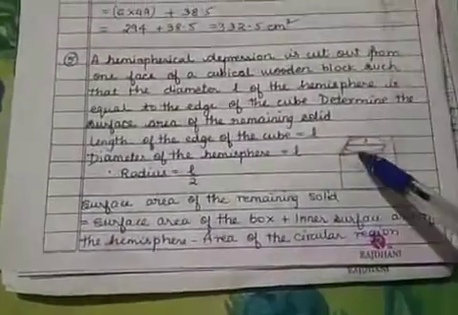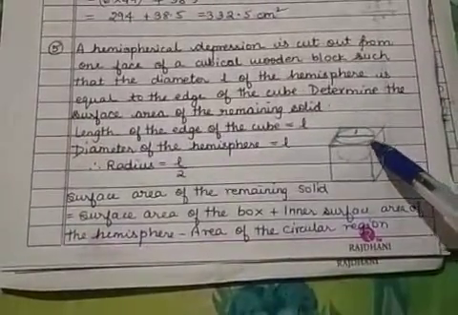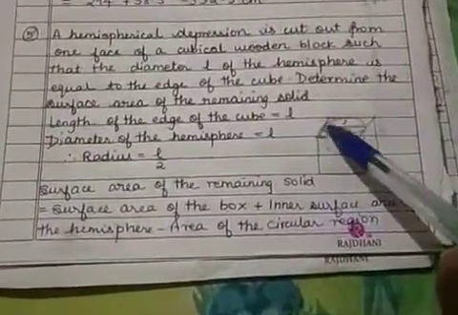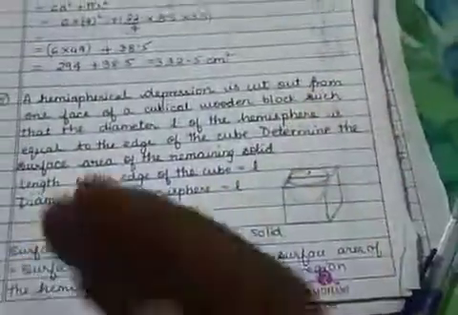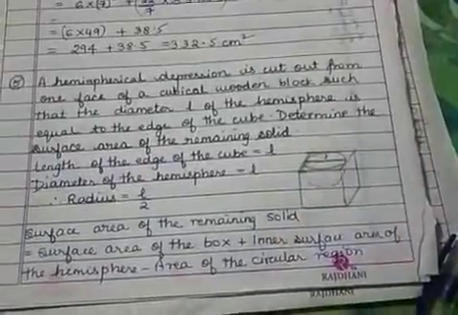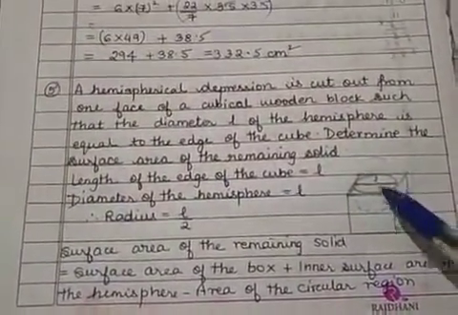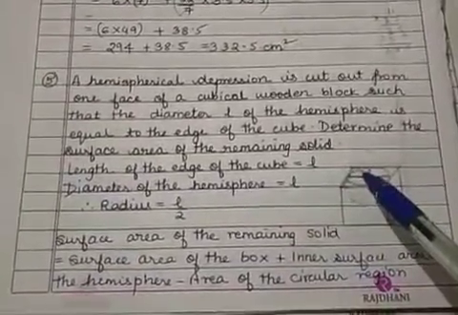Okay, so you have a cube here. You can see there is a cubical wooden block and there is a hemispherical depression. So there is a depression which is cut like this. So if you have a box, then there is a hemispherical depression, like how you take an ice cream scoop. There is that kind of a depression on one of the surfaces of the cubical block.